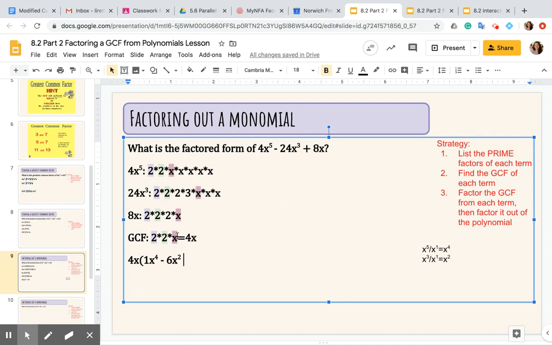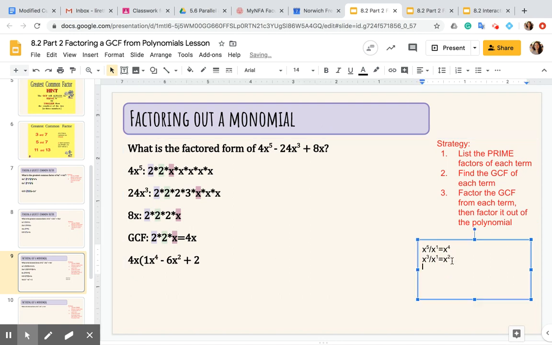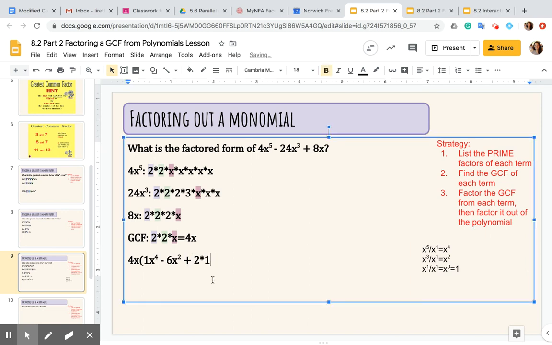So 8, I'm going to divide that by 4. That's going to give me a positive 2. And then this one hopefully should be easy. X divided by x just gives you 1. So there are no more x's left. In other words, if I were to do it like I did here, x to the power 1 divided by x to the power 1, well, that's going to give me an x to the power 0. X to the power 0 is just 1. I don't have to write 2 times 1. We want to simplify that and just write it as 2. And then I close my parentheses.